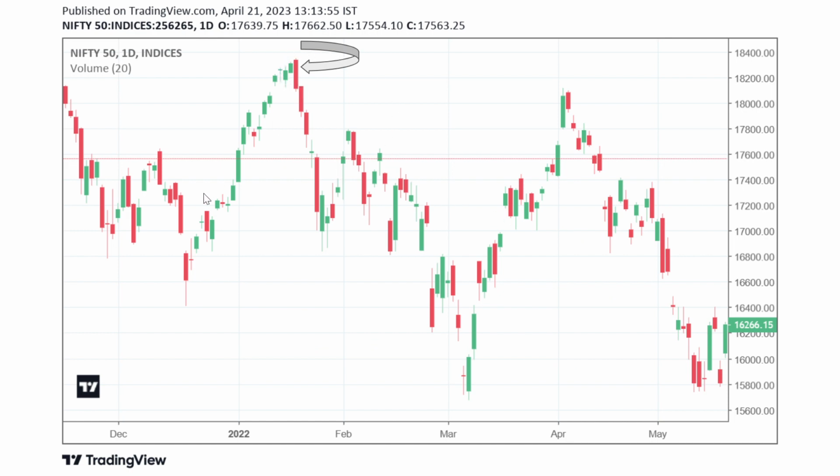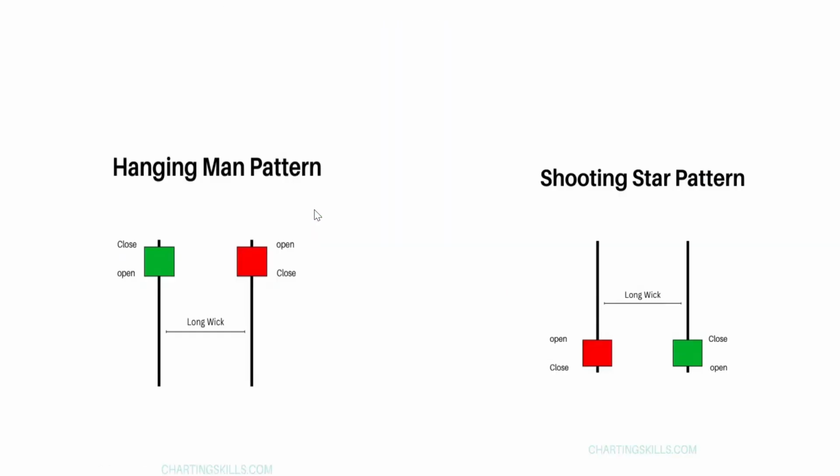Here Nifty is in uptrend, and at the top we are having the signal. This green candle is totally covered by this red candle. So the trend is reversed and it proceeds with the downtrend. Next, hanging man pattern and shooting star pattern.